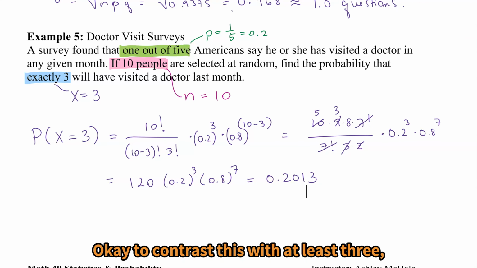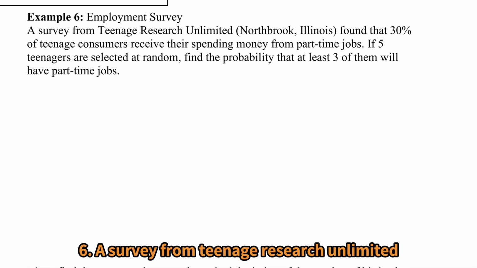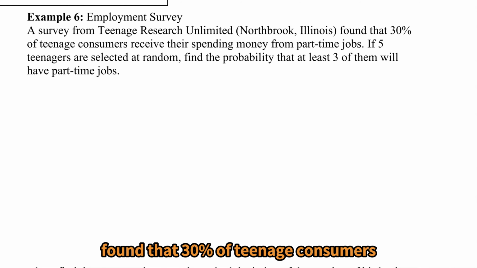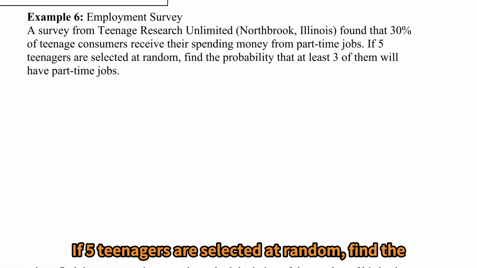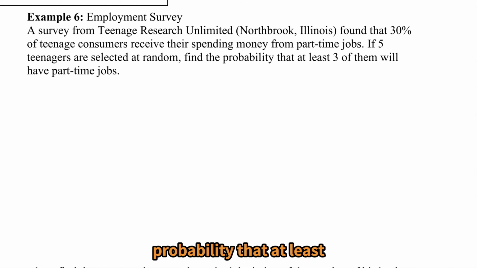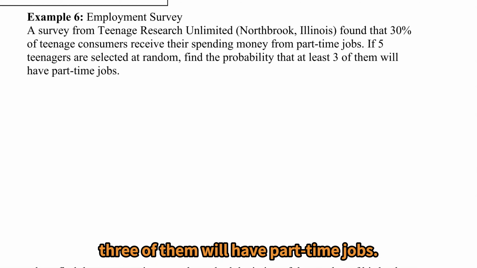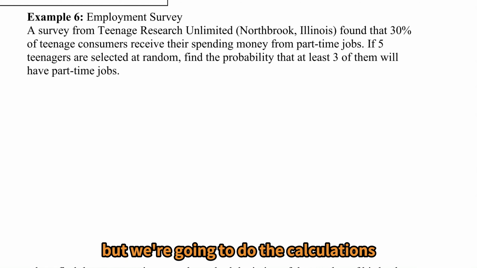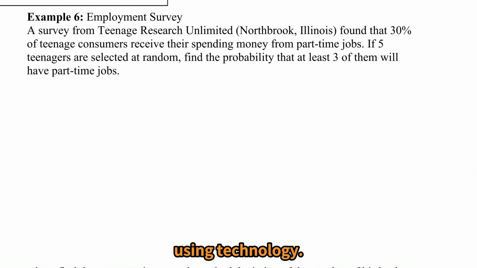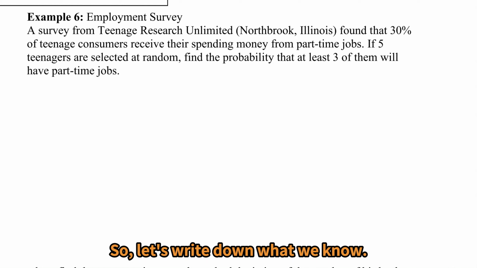Okay, to contrast this with at least 3, let's take a look at example 6. A survey from Teenage Research Unlimited found that 30% of teenage consumers receive their spending money from part-time jobs. If 5 teenagers are selected at random, find the probability that at least 3 of them will have part-time jobs. We'll do some work by hand, but we're going to do the calculations using technology.